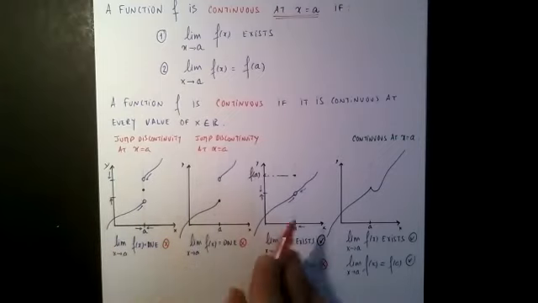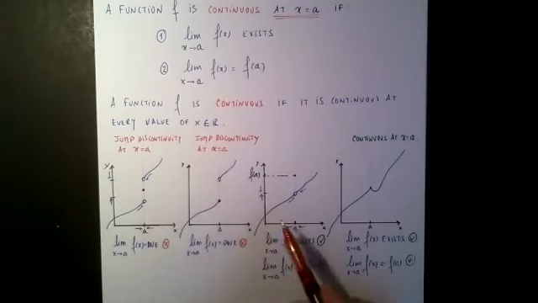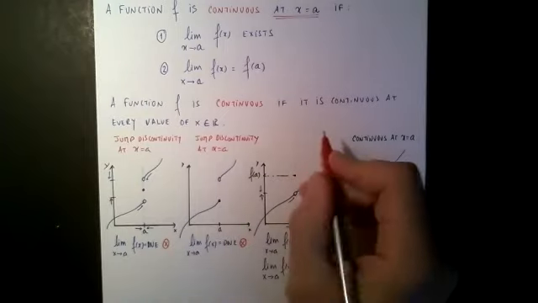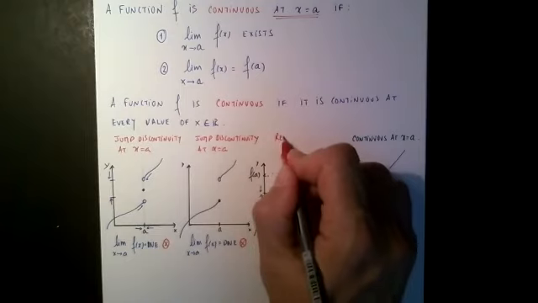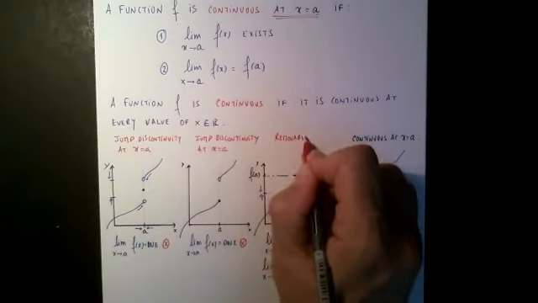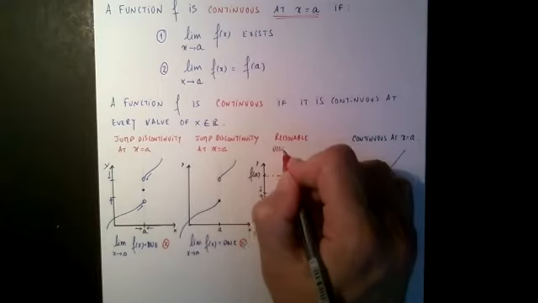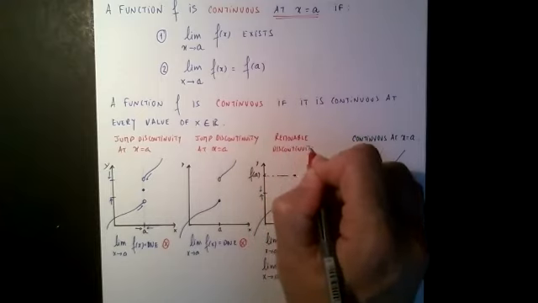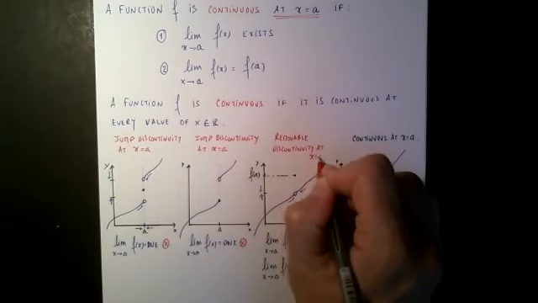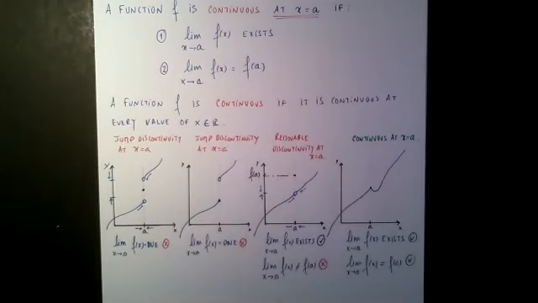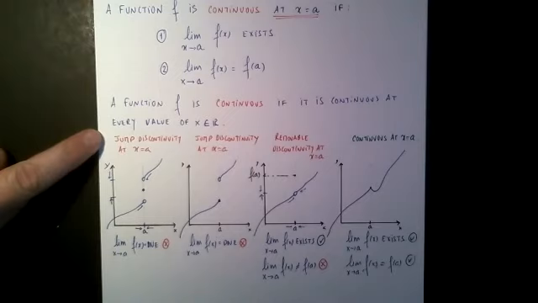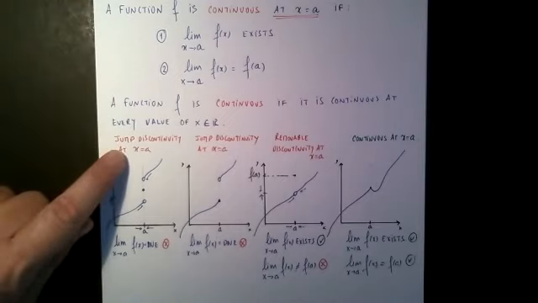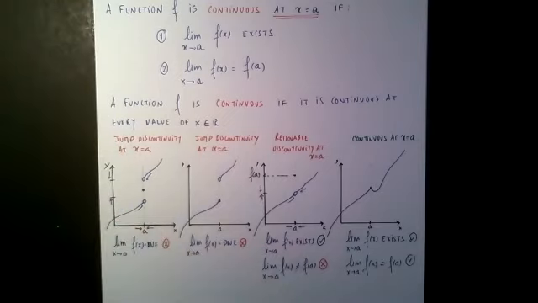Okay, these two, they have jumps. This is not a jump. The function does not jump. It's just one point that spoils everything for me there. So this is called a removable discontinuity at x equals A. So two new words, jump discontinuity, removable discontinuity. Two types of discontinuity.